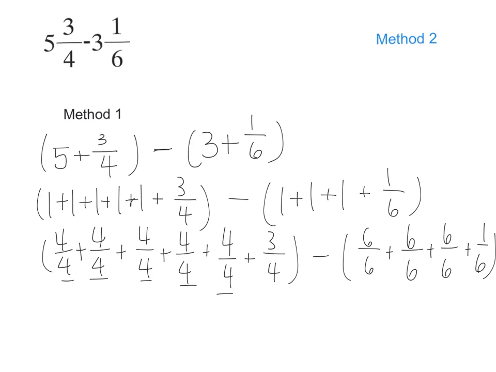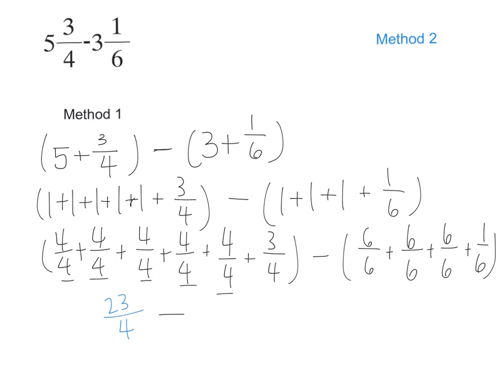Okay. Now we're ready to add because over here, I only have the denominator of 4. So what's 4 plus 4 plus 4 plus 4 plus 4? 20 plus 3? 23. So over here, how many fourths do I have altogether? 23. Okay, so my new way of writing it is 23/4.